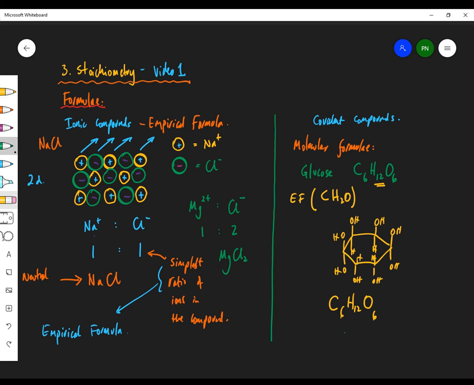Similarly, if I looked at water, H2O, it means there are 2 hydrogen atoms and 1 oxygen atom in the molecule. These are molecules, so a molecular formula tells us what's in the molecule, specifically what type of atoms and how many there are. An empirical formula tells us the ratio in the crystal. Hope that makes sense: ionic compounds use empirical formulae, and covalent compounds use molecular formulae. All right, take care.